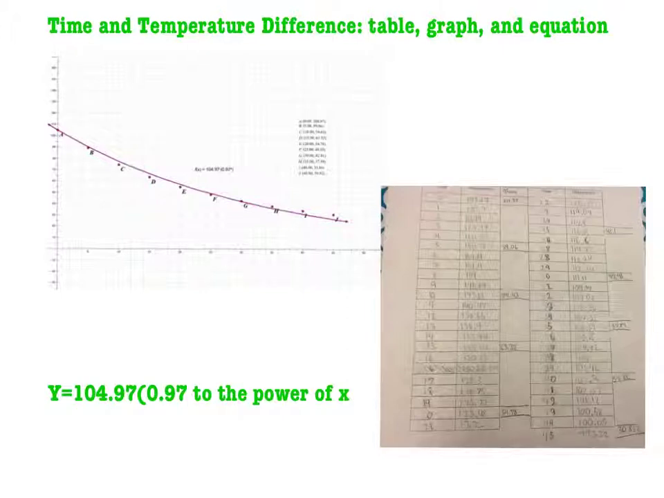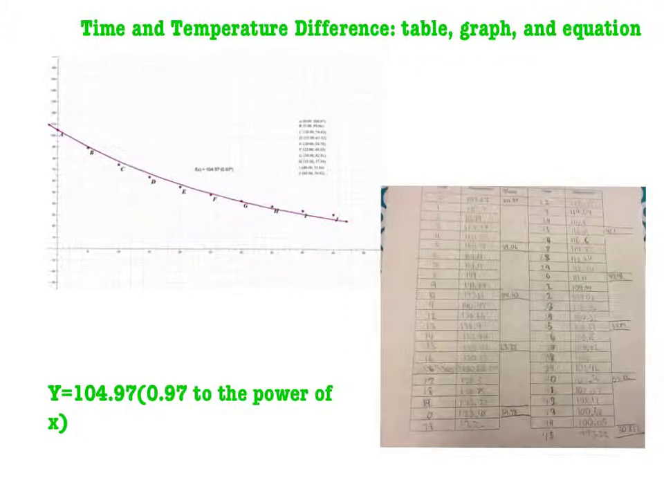Here is the data collected from the time and the temperature difference. So here's the equation, the table, which would be these little drawn boxes, and the graph here. The temperature difference information is important to the problem because it would answer the question of when the water temperature is at room temperature.